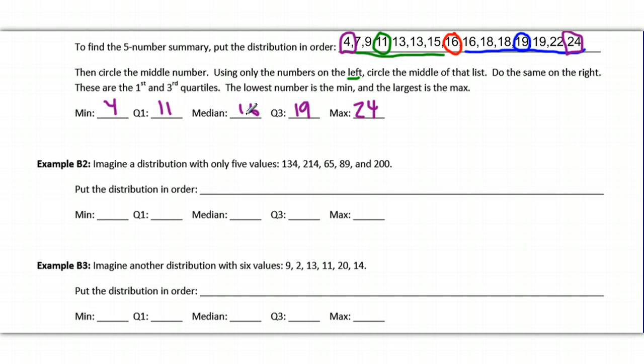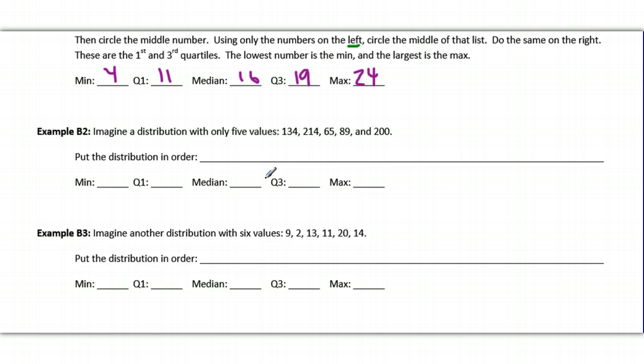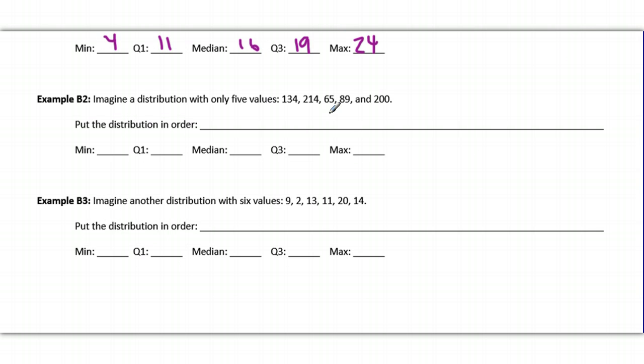Let's look at a slightly different distribution here for example 2, and this one only has 5 values in it. We want to go through this process with a few different lists to see what can happen if maybe you have an even number of values or things don't work out as nicely as they did up above. So let's put the distribution in order. We have a 65 first, and after that 89, 134, the 200, and then the 214.